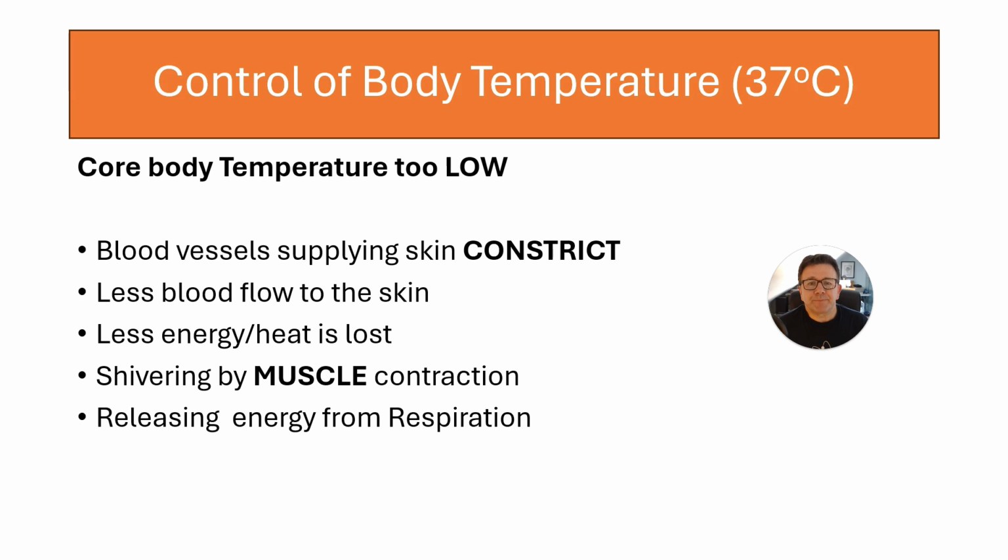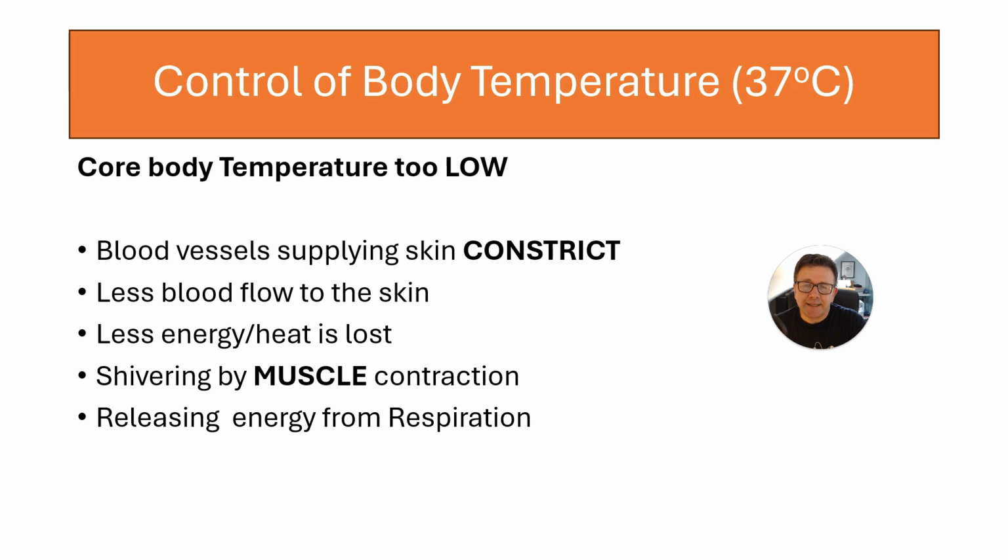Control of body temperature. This is biology only, and this did not come up. Okay, this could be a good 6 marker or a 4 marker, or at least 4 marks. So you need to understand what happens when your core body temperature is too low or too high. So in this case, too low, blood vessels supplying the skin constrict, so they get narrower, less blood flow to the skin, less heat energy is lost, shivering by the muscle contractions, releasing energy from respiration.